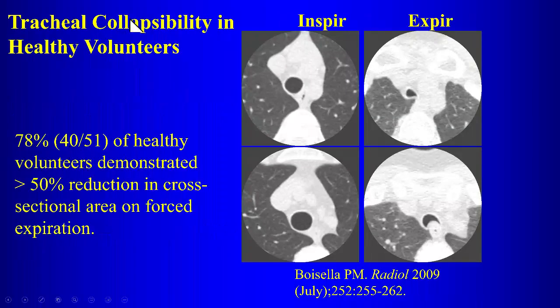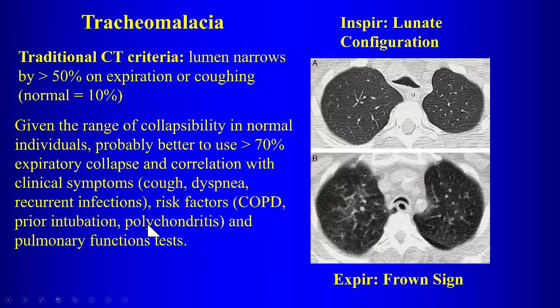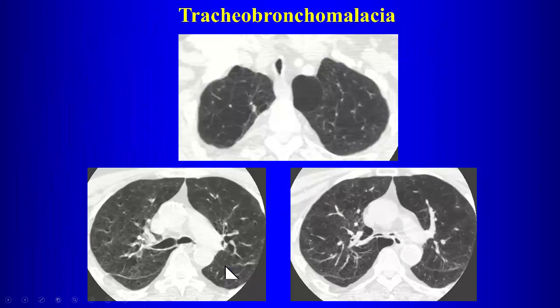One problem is that there is a degree of normal collapse in healthy people, right? 78% of healthy volunteers demonstrated greater than 50% collapse in expiration. So you have to be careful about calling this on the CT scan. So first, it helps if the patient is symptomatic, and secondly, you're looking for more than 70% of collapse on expiration before you would actually start to call this on a CT scan.